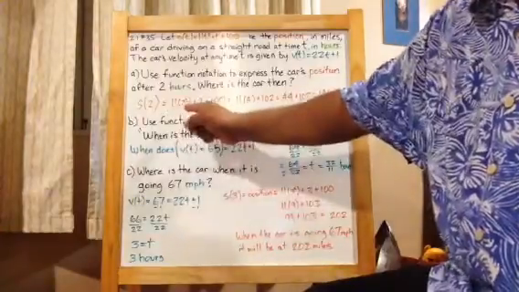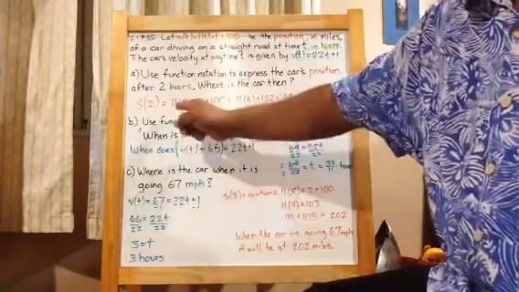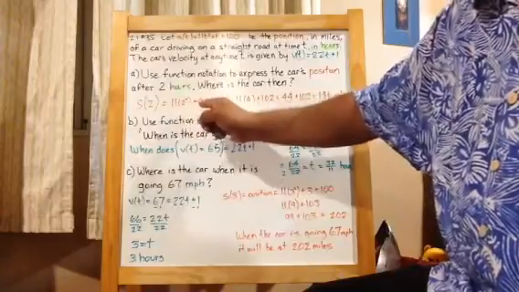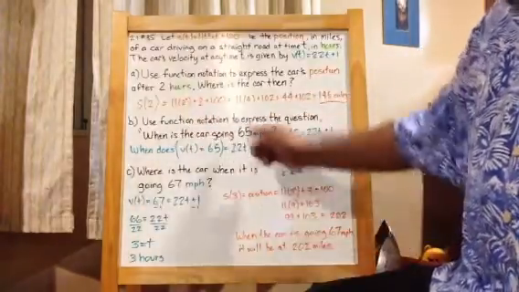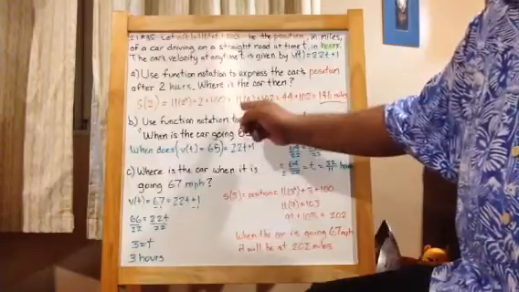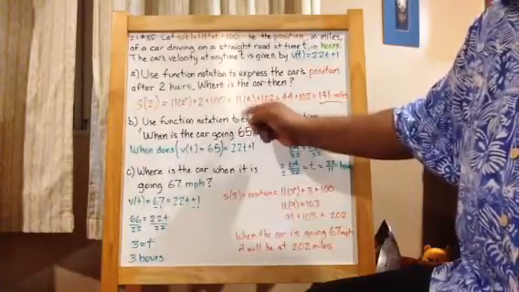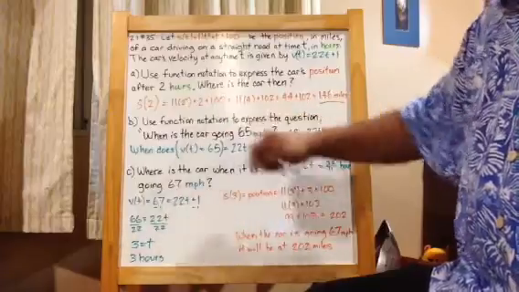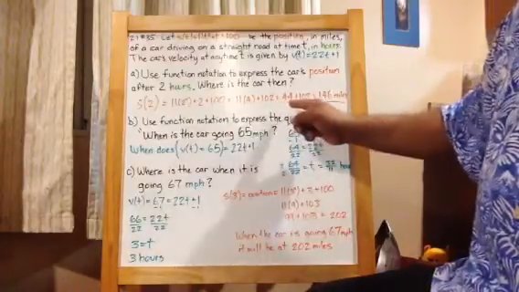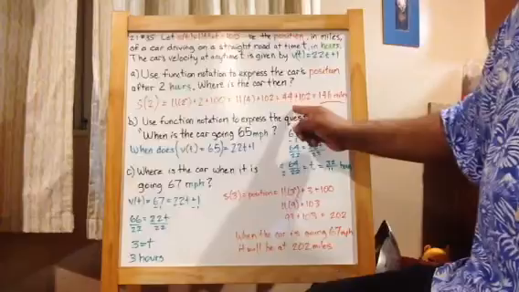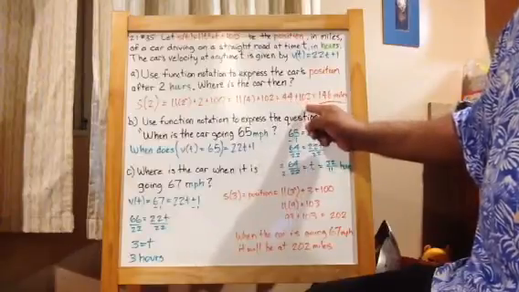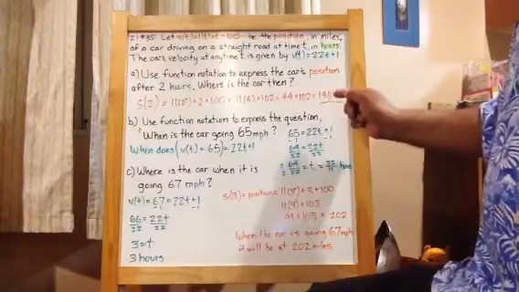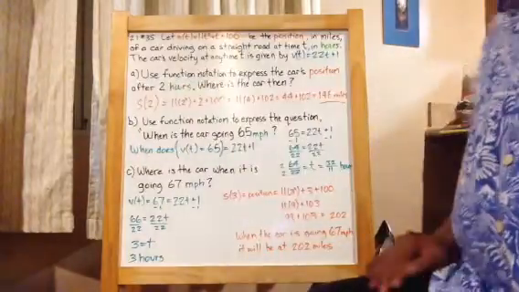So we plug the 2 into this formula: 11 times 2 squared plus 2 plus 100. What we get is 11 times 2 squared, which is 4, plus 102, which is 2 plus 100. And to go further, 11 times 4 is 44, plus 102, and we get 146 miles. That is the car's position after 2 hours of driving.